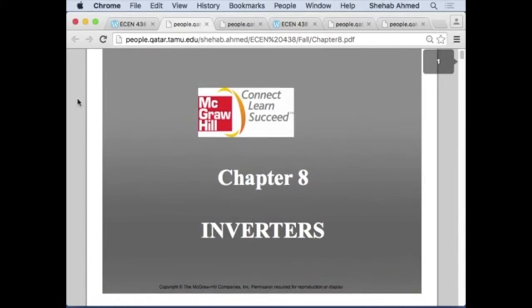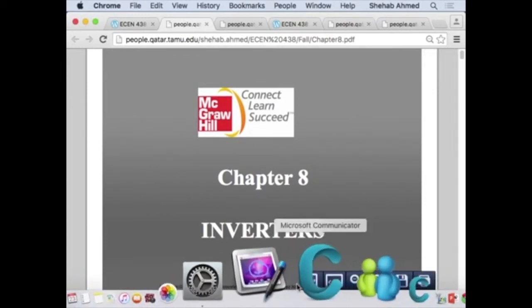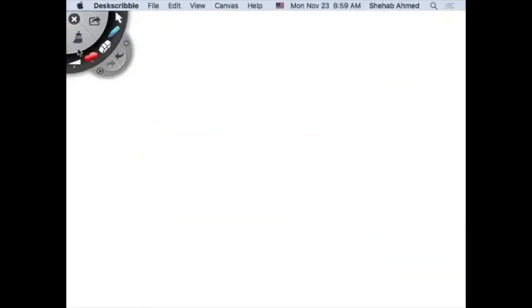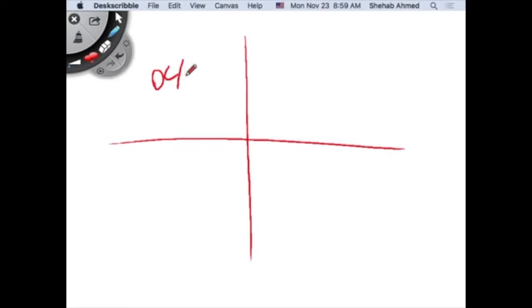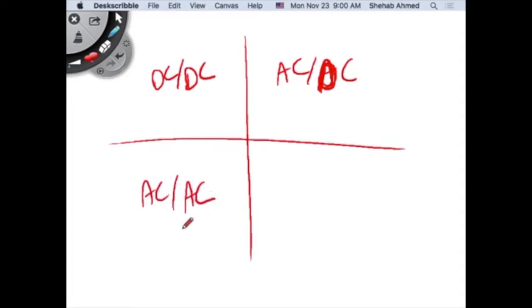Chapter 8 will be the inverters topic. So we have discussed so far, we discussed DC to DC converters. We discussed AC to DC rectifiers, right? We discussed AC to AC voltage controllers. I would not say power converters because there are many topologies.